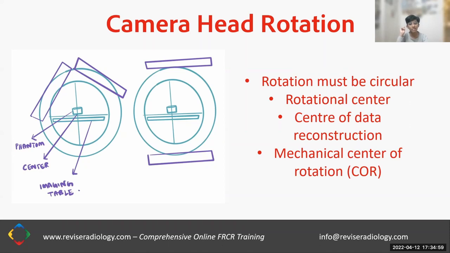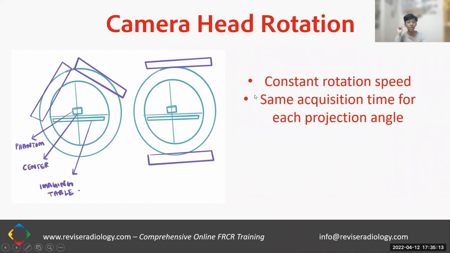And so the really important thing when we're talking about the camera head rotation is that the rotation has to be perfectly circular around the mechanical center of rotation, which is also called the COR. We also need the cameras to move at a constant rotation speed. And this is so that we get the same acquisition time for each projection angle.